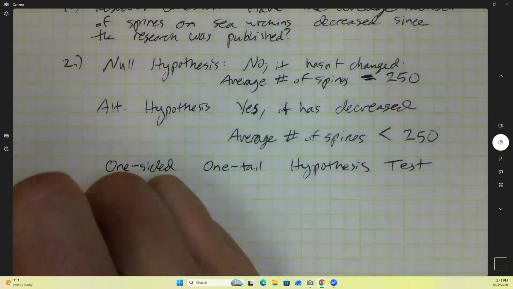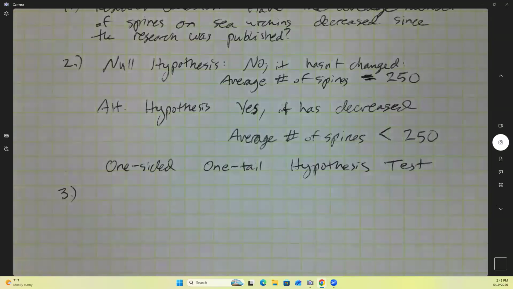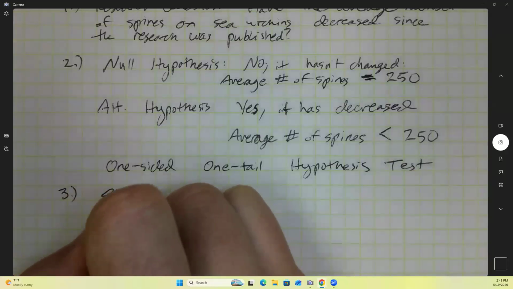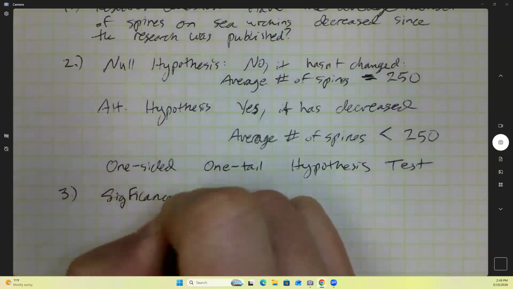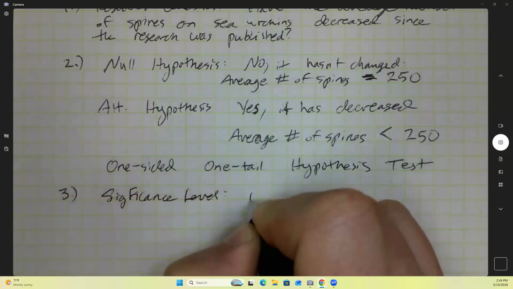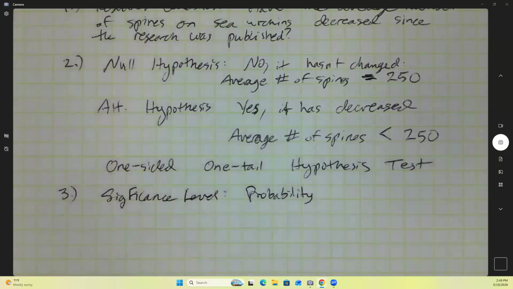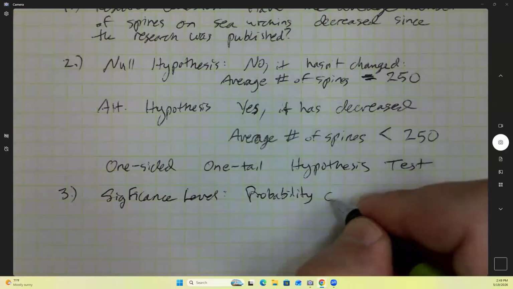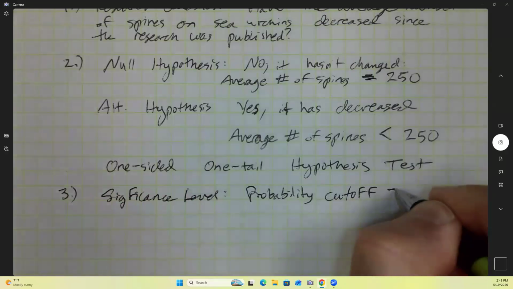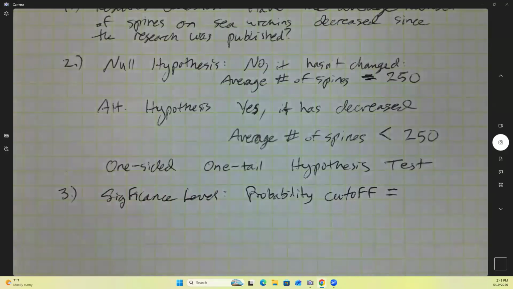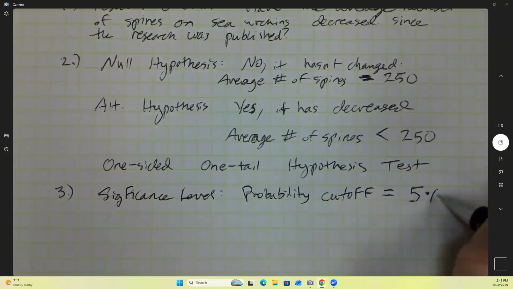What's our next step? We need to pick a significance level before we go out starting to collect our data so that we don't use our data and have it unconsciously influence us. Significance level. This is our probability cutoff, because remember, statisticians make their decisions based on probabilities. Anybody have a suggestion for what we want that to be? 5%. If nobody tells you otherwise, make it 5%.